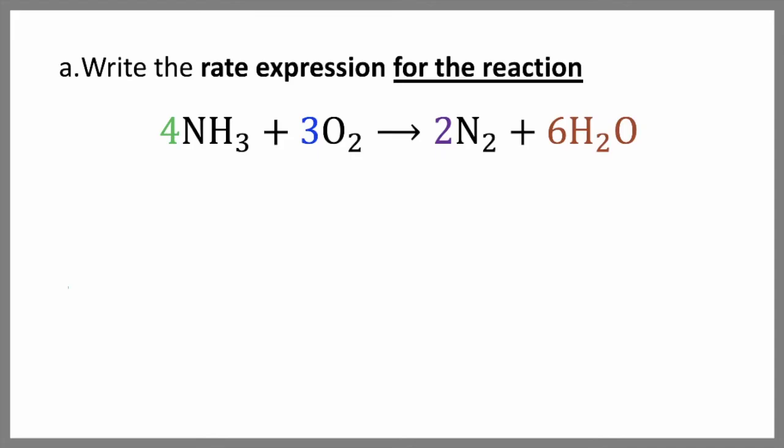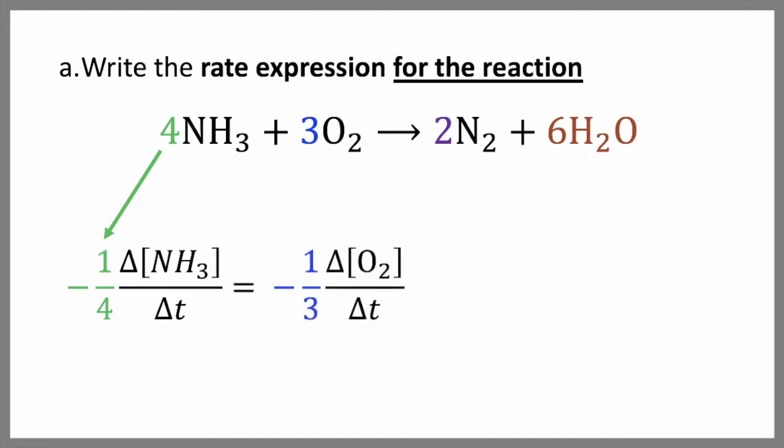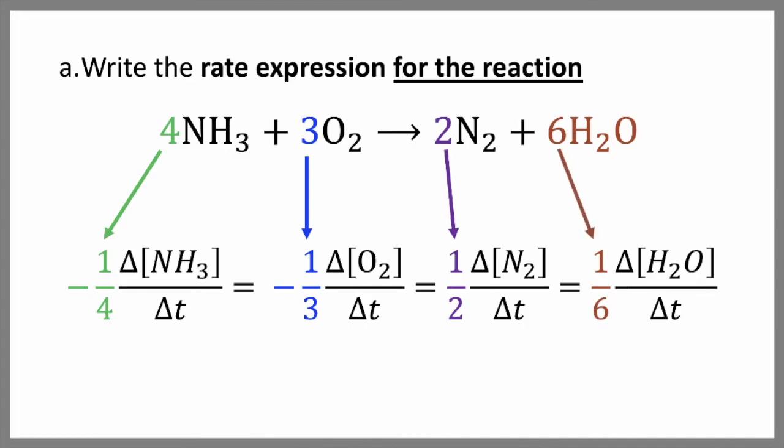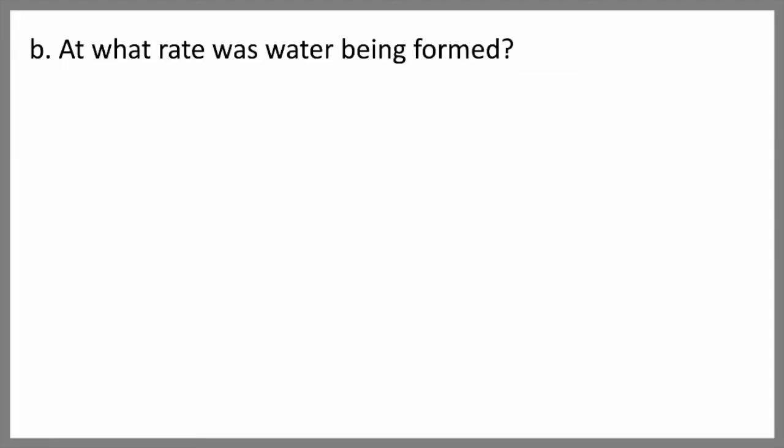To do this, we are going to look at the coefficients in front of each species. We are going to take the reciprocal of those and put them in front of the rate expressions for each individual species. And we have negative signs in front of the expressions for ammonia and oxygen because those are our reactants and they're disappearing. Second thing we are asked is at what rate water is being formed.